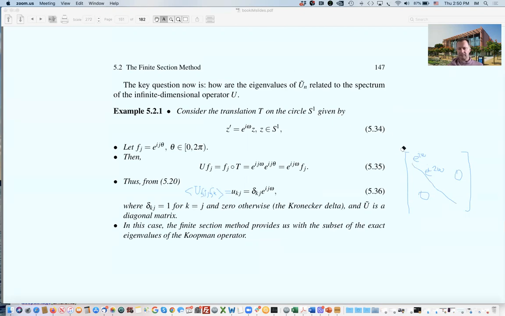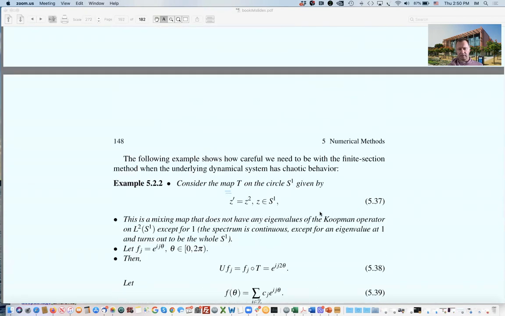So in that case, clearly we are successful, and the distinguishing feature here is that the Koopman operator has point spectrum.